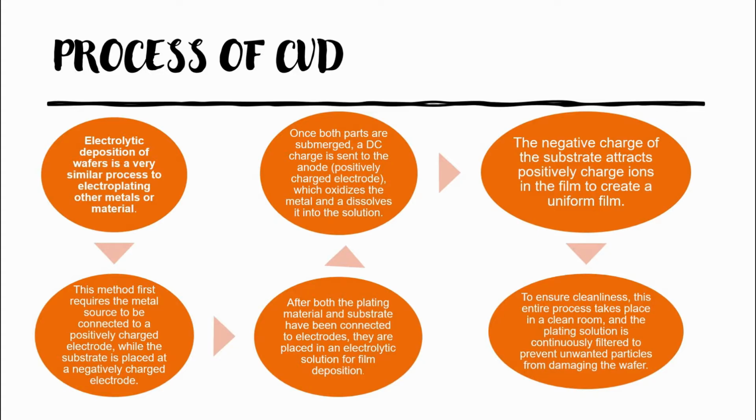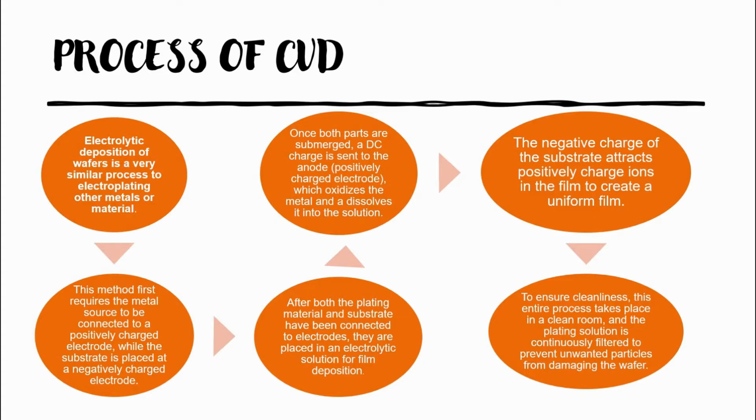After both the plating material and substrate have been connected to electrodes, they are placed in an electrolytic solution for film deposition. Once both parts are submerged, a DC charge is sent to the anode, which is the positively charged electrode, which will oxidize the metal and dissolve it into the solution. What happens to the negative charge? The negative charge of the substrate will attract positively charged ions in the film to create a uniform film.